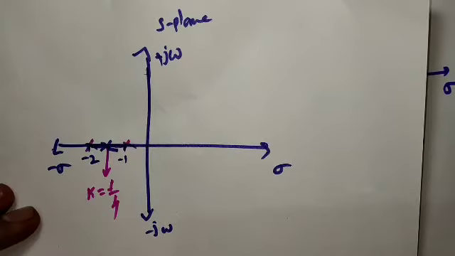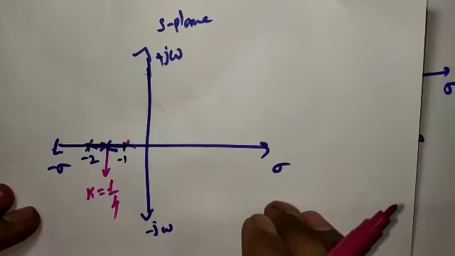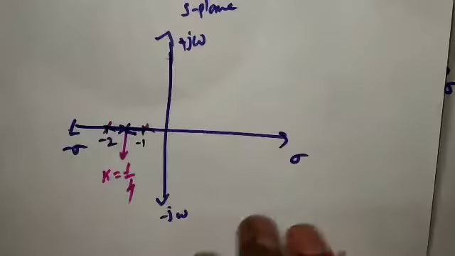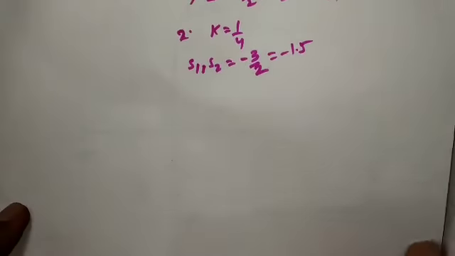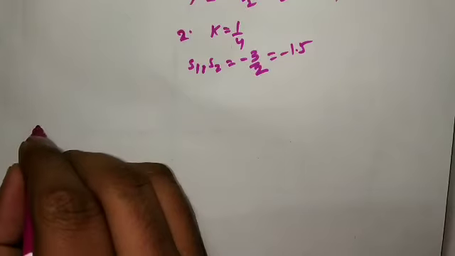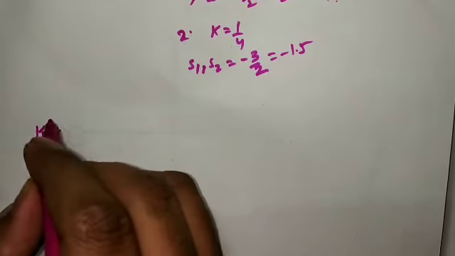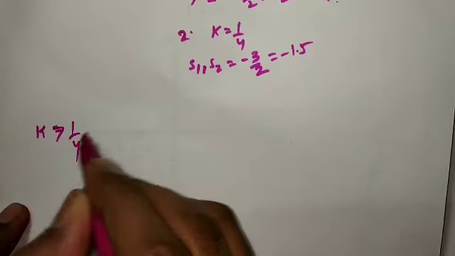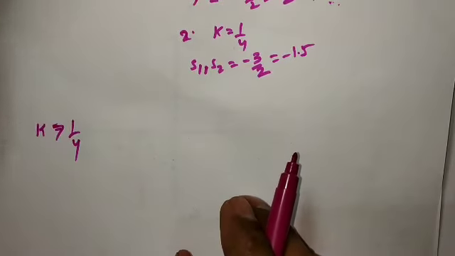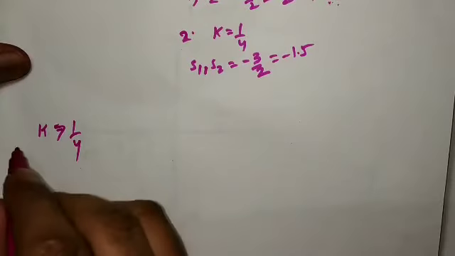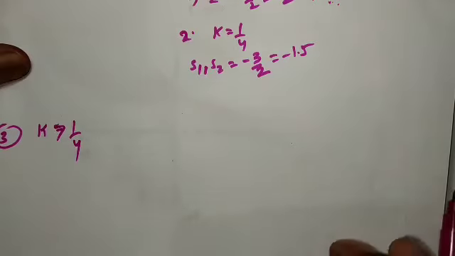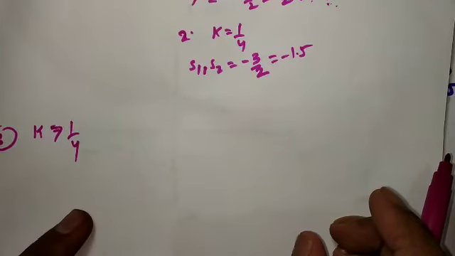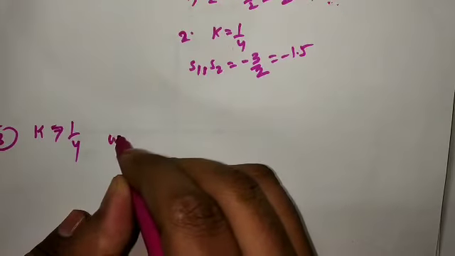If we increase the k value further, your roots become complex conjugate. This is the second case. When I increase k more than 1 by 4, in the third case your roots become complex conjugate, and your response would be underdamped.